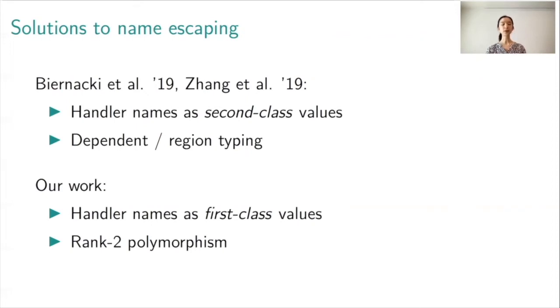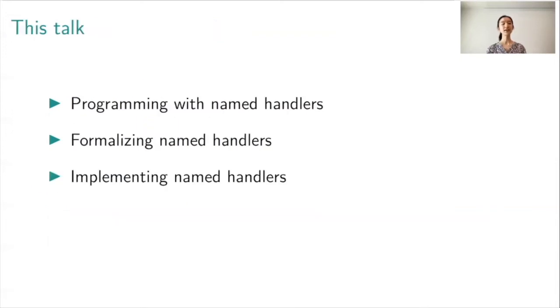In this talk, we are going to show you a different approach to the name escaping problem. Specifically, we treat handler names as first-class values and prevent their escaping through the standard rank 2 polymorphism. In the rest of this talk, we first demonstrate two applications of named handlers. We then explain how to statically prevent the escaping of handler names. And lastly, we briefly talk about our Koka implementation of named handlers.